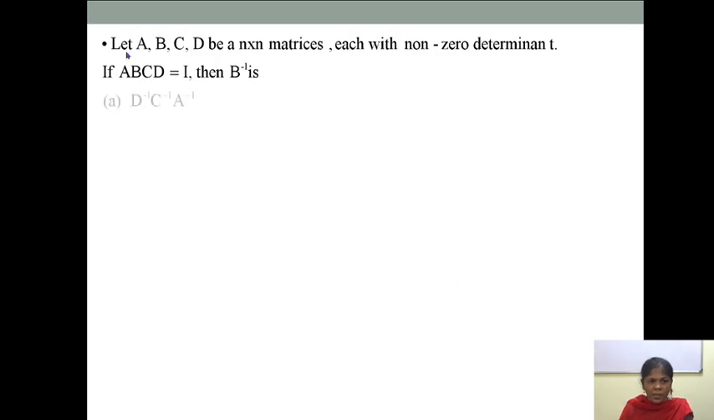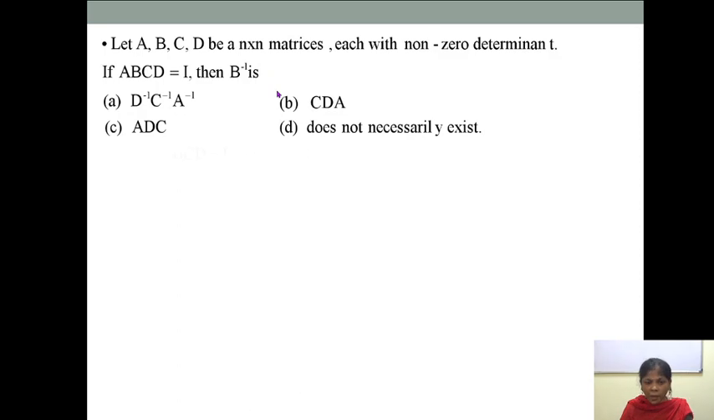Say the first question is: let A, B, C, D be n by n matrices, each with non-zero determinant, which means A, B, C, D are non-singular matrices, and the condition given is ABCD is equal to I. Then B inverse is, these are the four choices. Think over this, tell me what will be the answer.